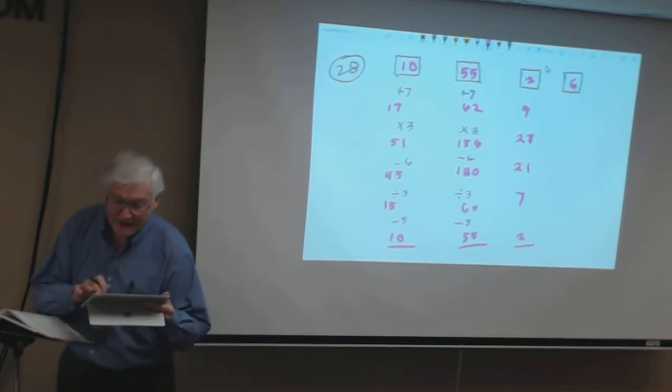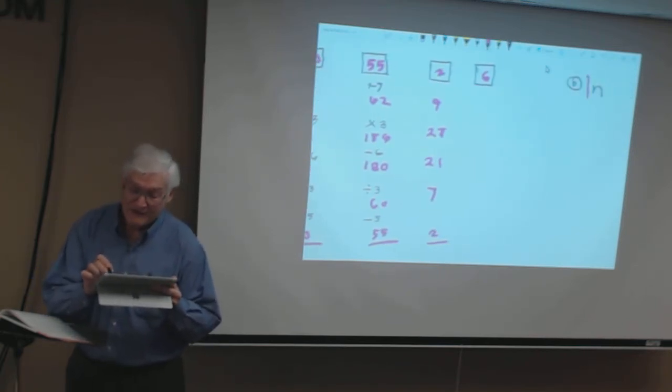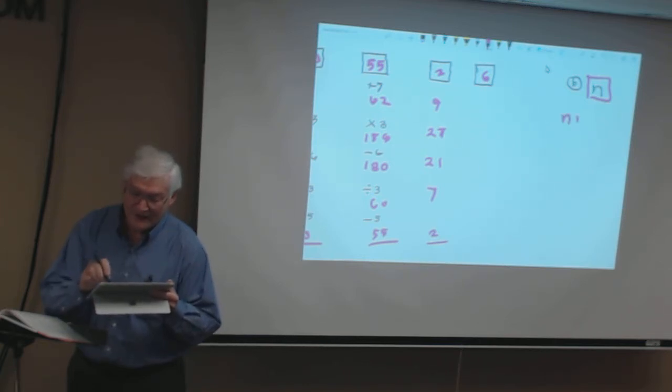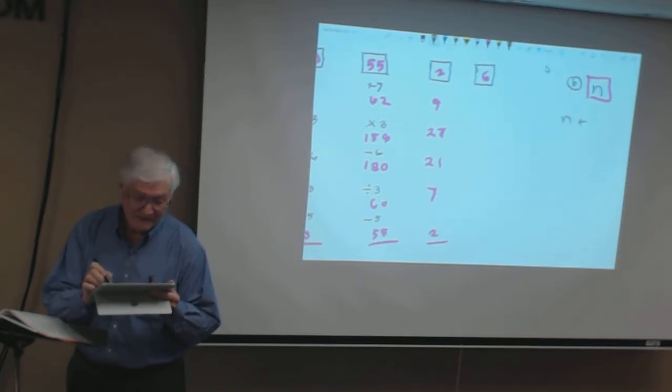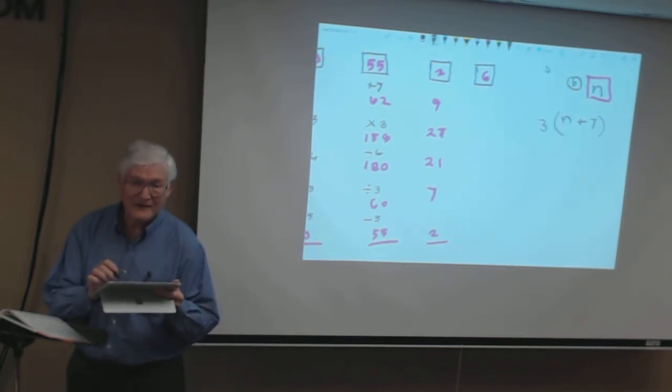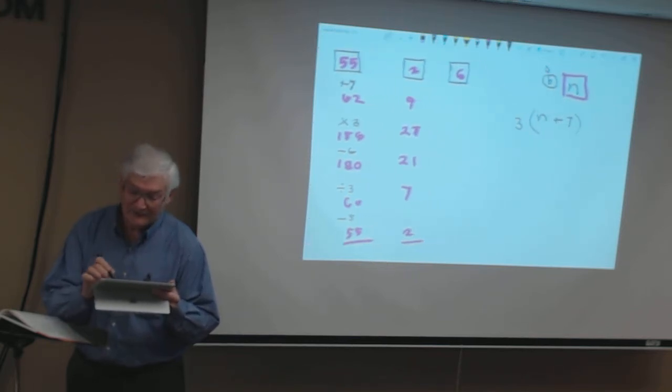Represent the original number by n. Let's pick n for our number. Then I add 7, so that would be n plus 7. Let's change this to black, just so it's easier to see for the people online. Then times 3, so that would be n plus 7 times 3. Everybody follow that? Then minus 6, that would be n plus 7 times 3 minus 6.